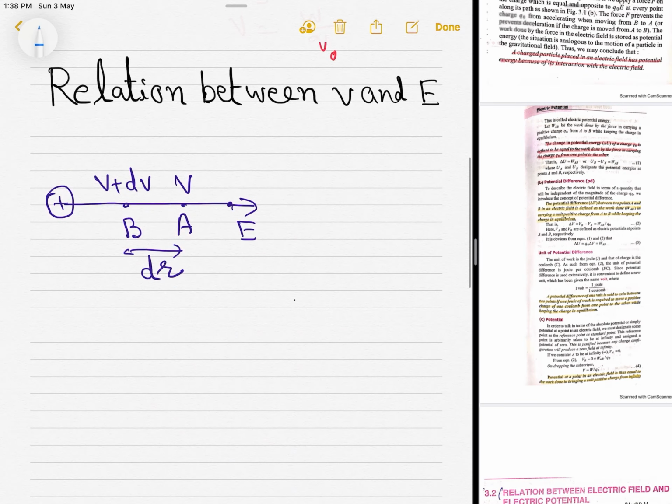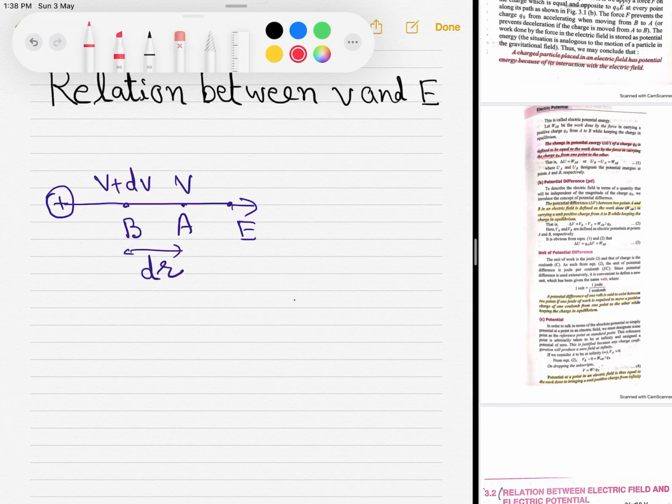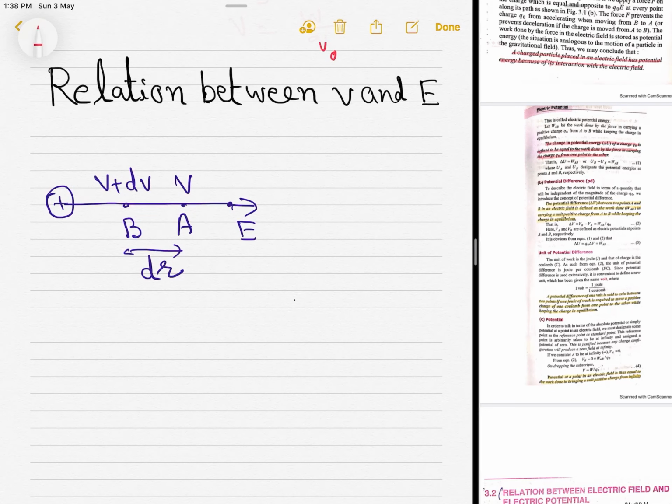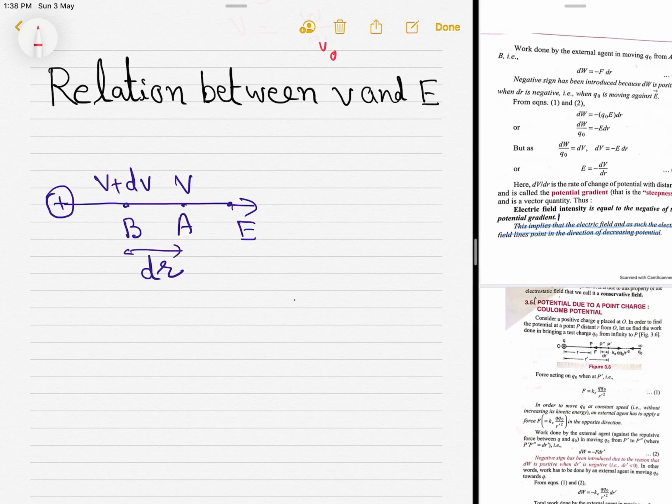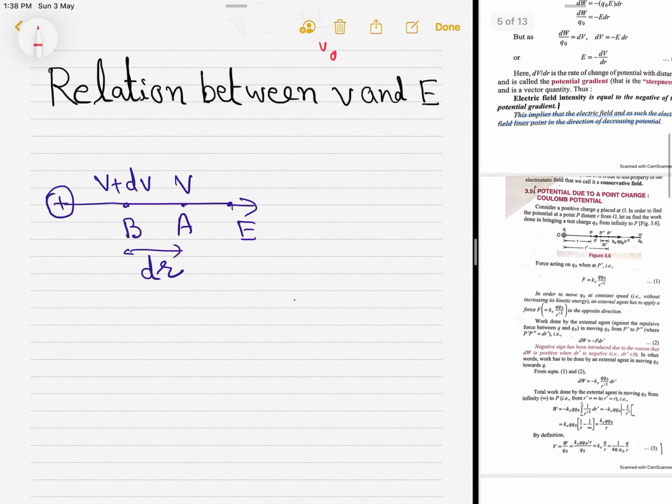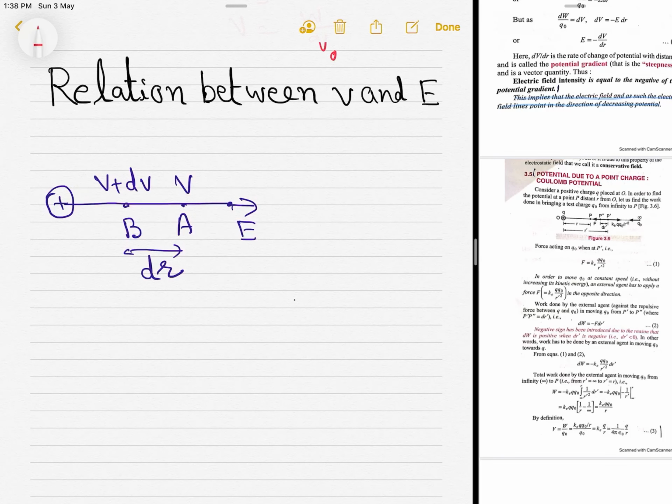Now I am deriving here a relationship between potential and electric field. For it I have taken a source charge, due to which electric field is produced, and in this electric field we will bring a Q naught charge from point A to B, and we will calculate the work done, and then we will find the work done to bring unit positive charge from A to B.